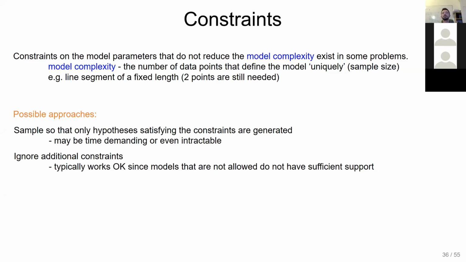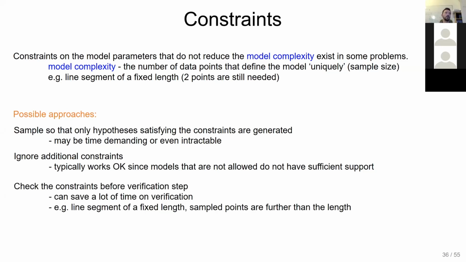And this typically works okay because models that do not satisfy those additional constraints typically have small support and will be rejected anyway. Or you can try to apply those constraints on the sample. And if you can reject the hypothesis based directly on the sample, you can save on the verification. So for example, if you sample 2 points and we are trying to find a line segment of fixed length, if those 2 points are further away than the length, they clearly do not lie on a line segment of this particular length.